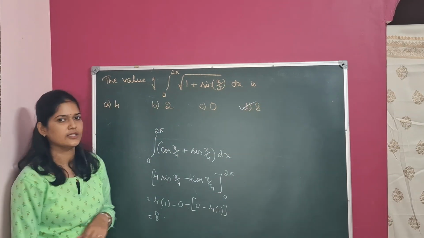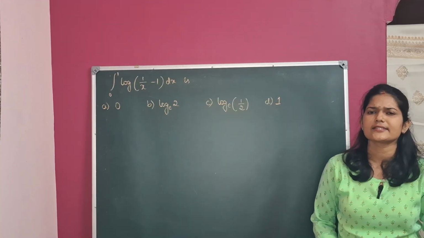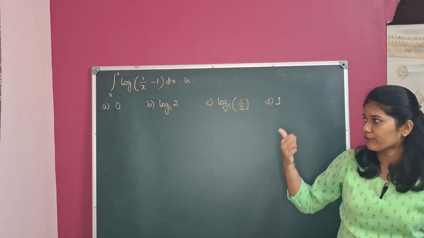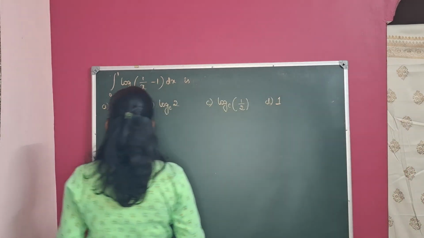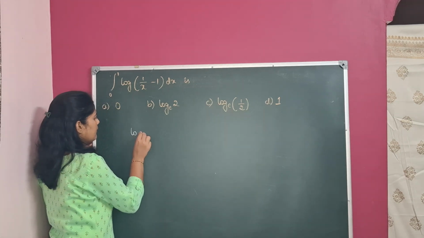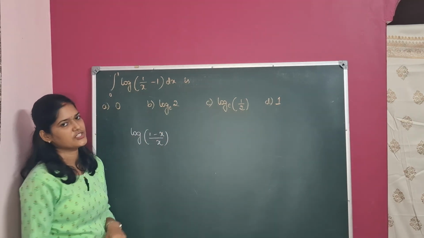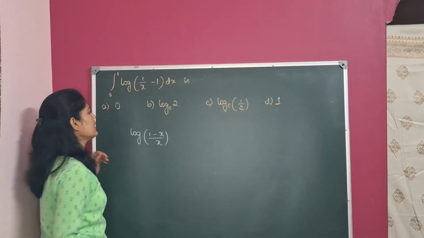So, option D, 8. Again, this is depending on the definite integral from 0 to 1 of log of 1 by x minus 1. Let us simplify this. It will become log of (1 minus x) by x. We are just taking the LCM.